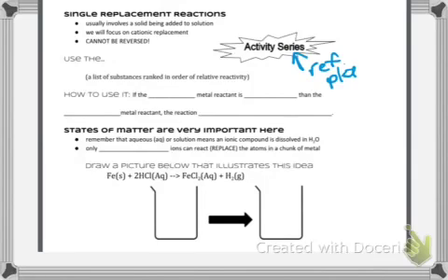So the way that we read that is if the lone metal reactant is higher than the bonded metal reactant, the reaction will occur. Okay?